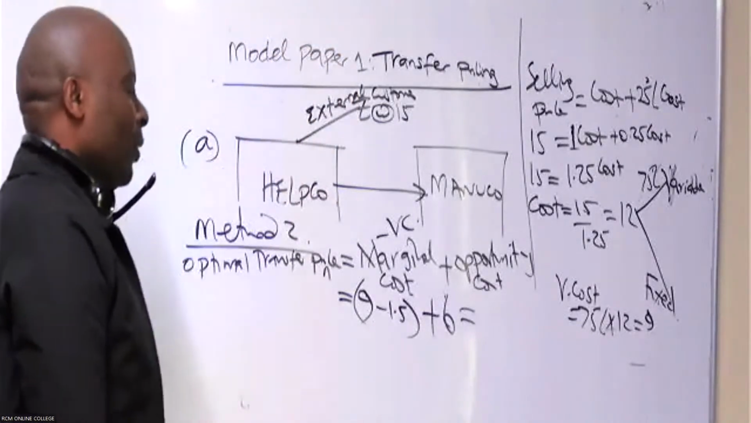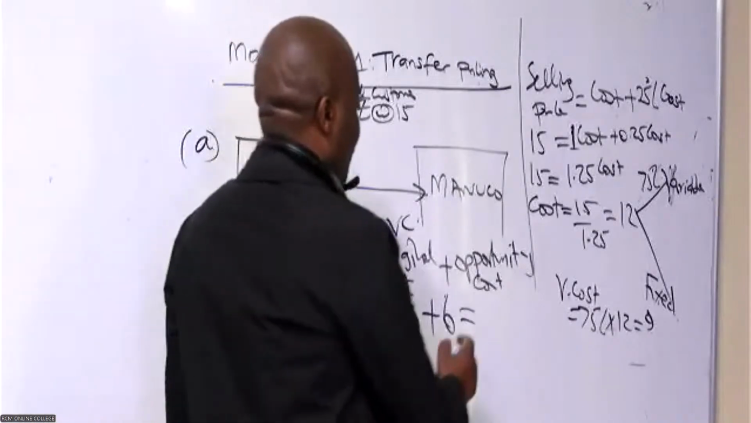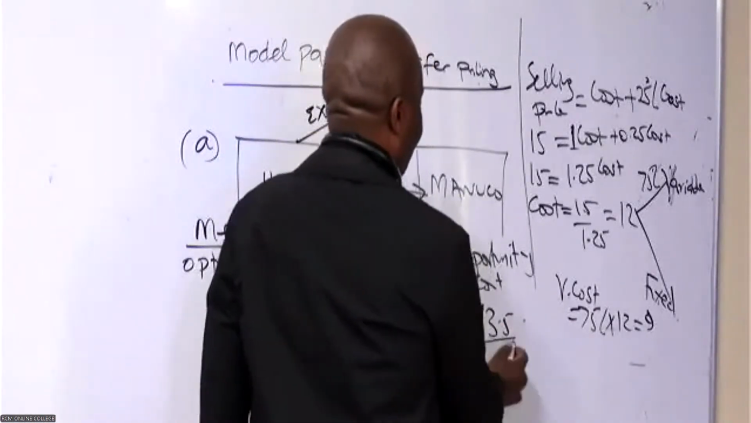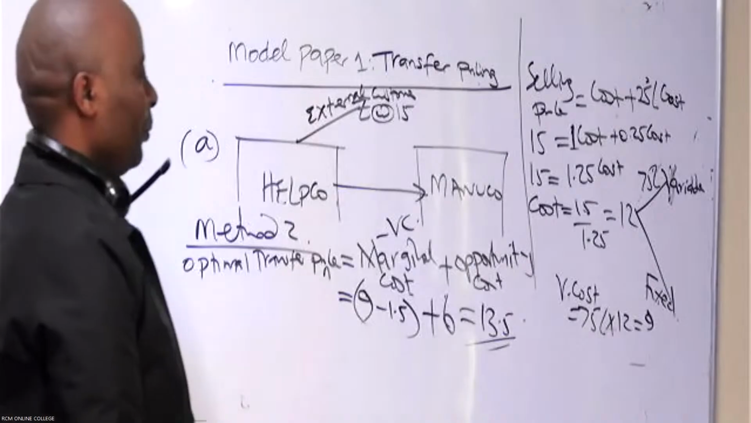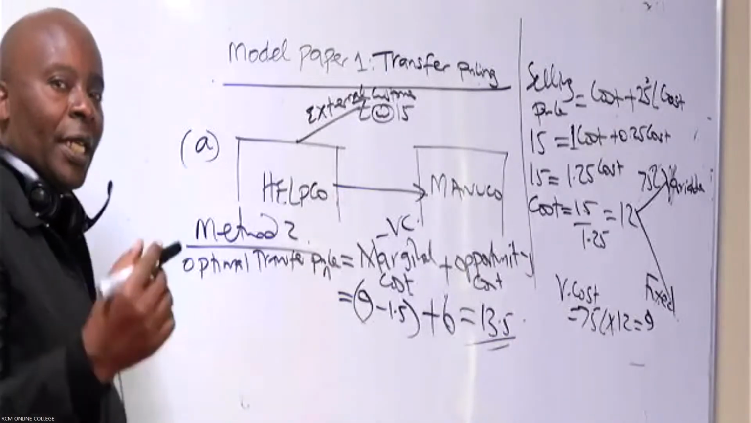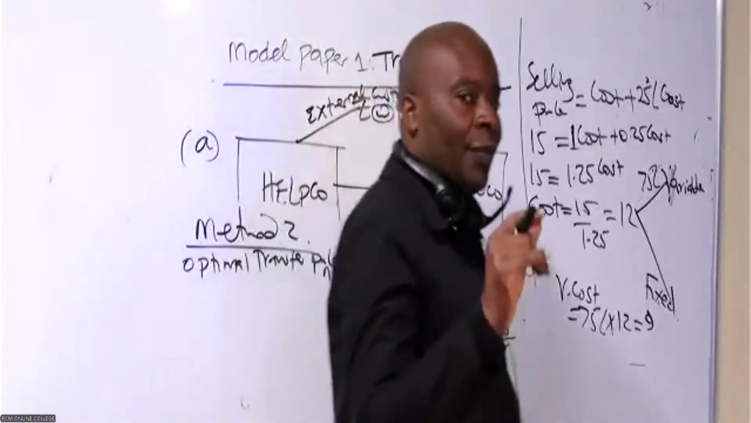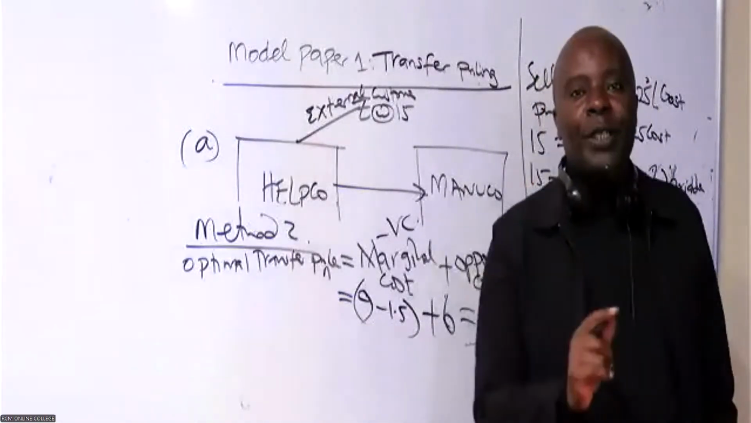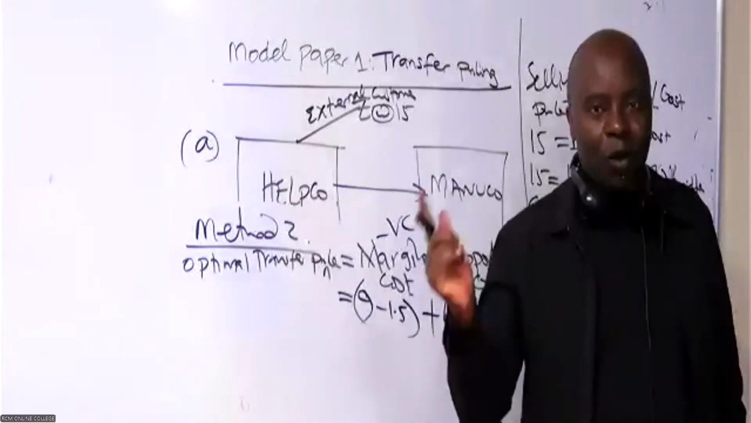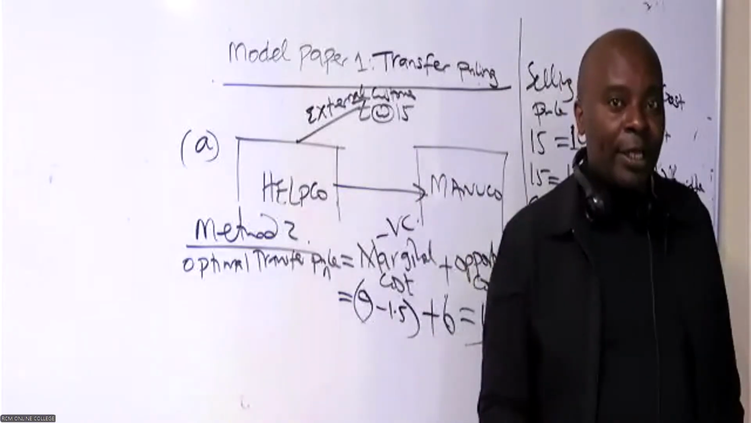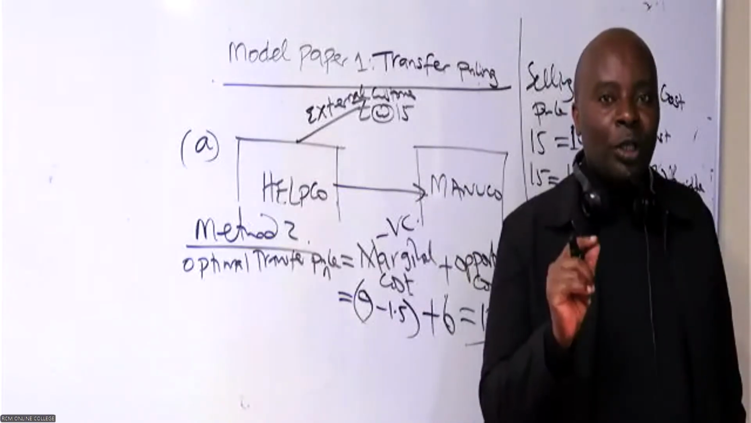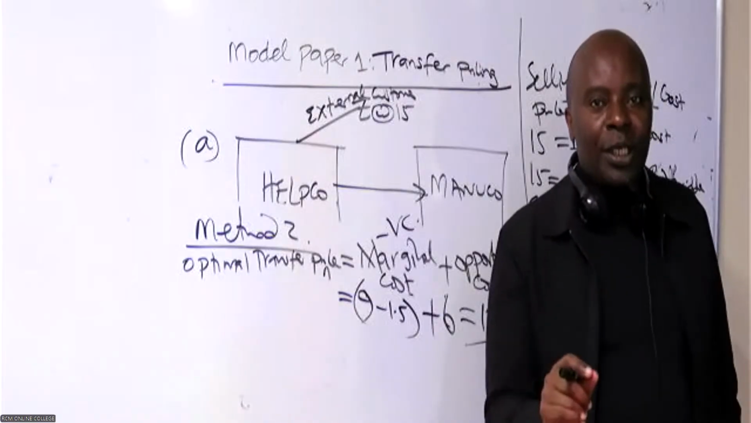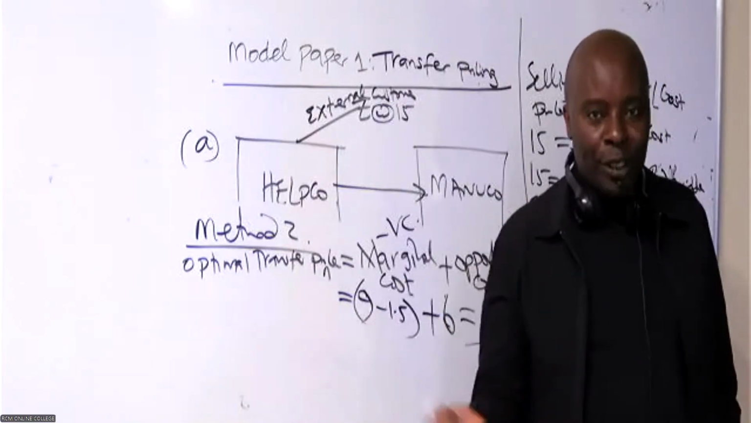Yeah, which will end up giving me what figure, somebody here? 13.5. So whenever there is an external market, the very best concept is for you to know that always the transfer price will be equal to the external market price minus any cost savings accruing to the fact that you're producing these goods for internal consumption.